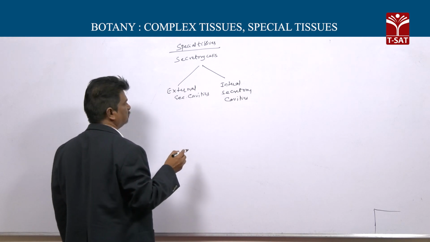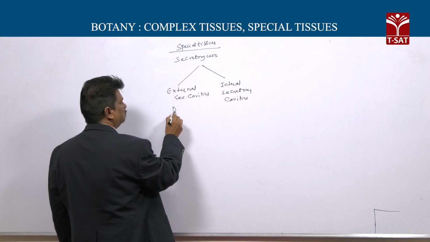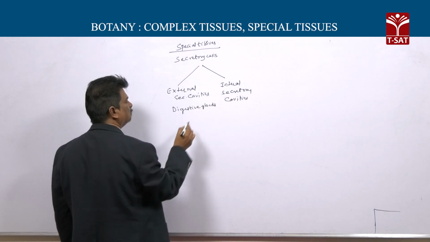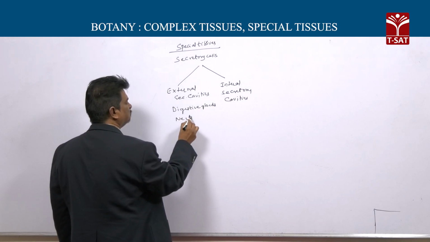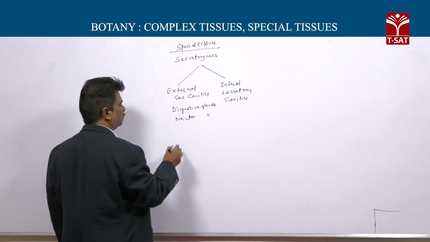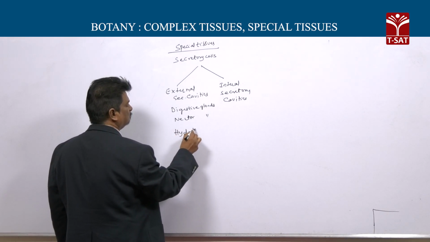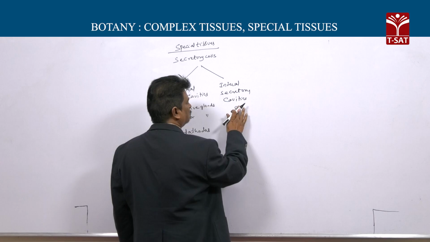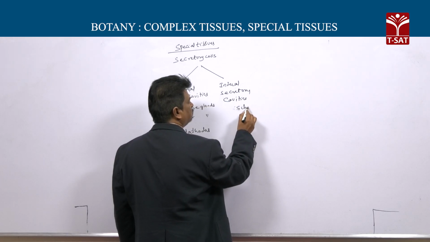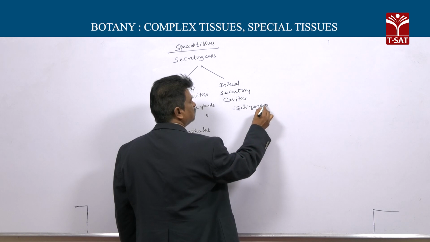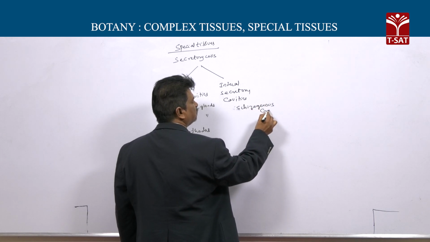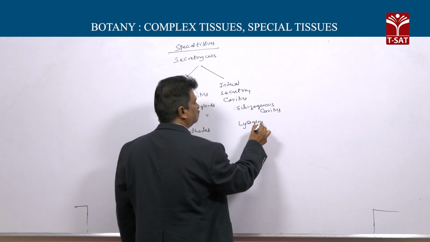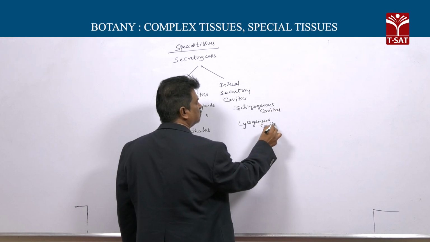External secretory cavities include digestive glands, then nectar glands, then hydathodes. Internal secretory cavities include schizogenous cavities and lysigenous cavities.